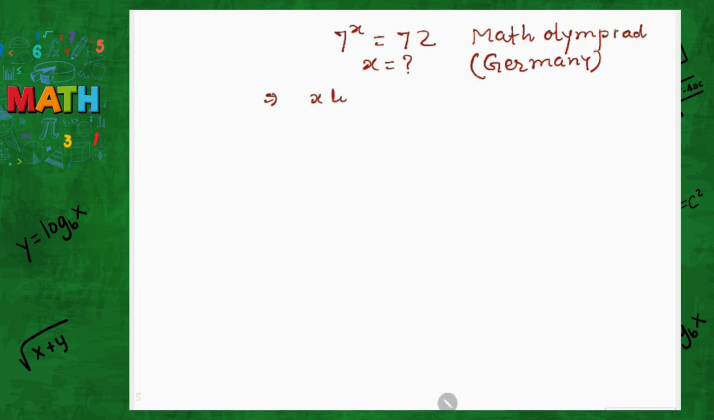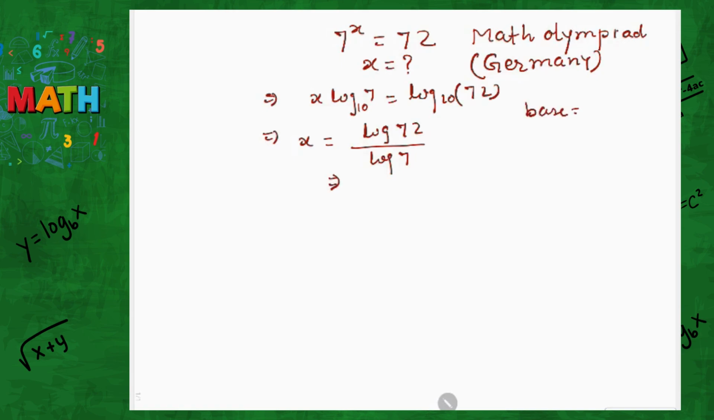So, x log 7 equals log 72. I'm taking base 10 because all the values are available in base 10 format. So, x will be log 72 divided by log 7. Remember that both have base 10, so I am not writing the base again and again.